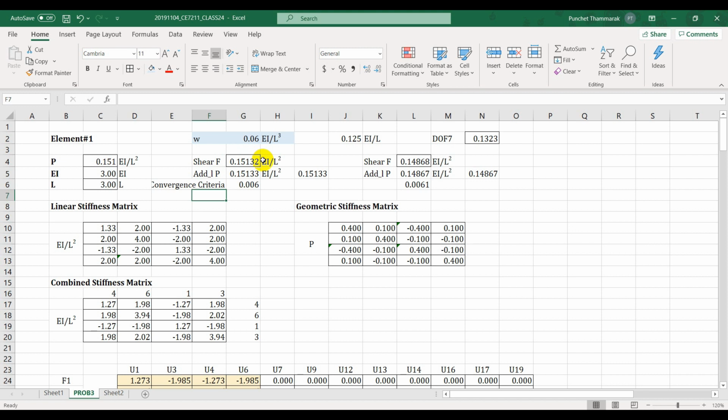You get that one. And then you refine your solution by updating the axial force using maybe this one. You drop in the value, you get the new solution. Once you get the new solution, let's check the error again. So you come back to the P, which is in there, and then you have the new shear force. You can compute the difference over here. The difference over here will be smaller than before.